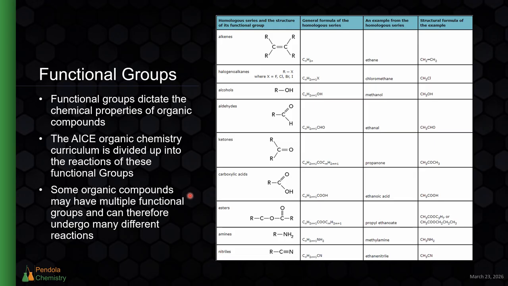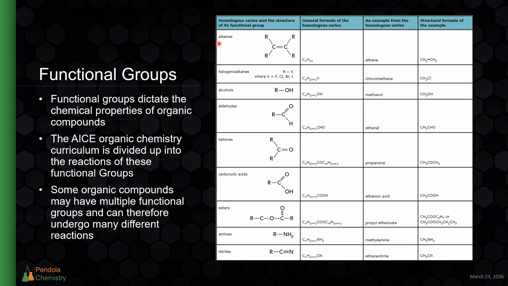Some organic compounds might have multiple functional groups and can therefore undergo different chemical reactions based on their functional group, and we'll deal with those as we go through the different reactions. But before that, what are the functional groups you need to know? Because there's a difference between all the functional groups, and there are many of them, and the ones that show up in the AICE exam. So the ones that show up in the AICE exam are as follows.